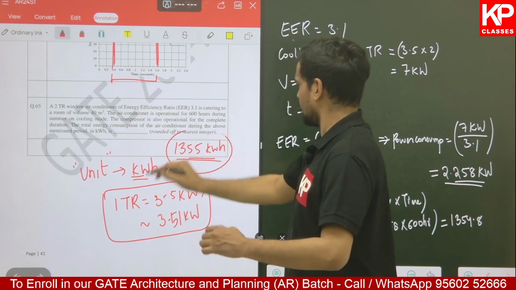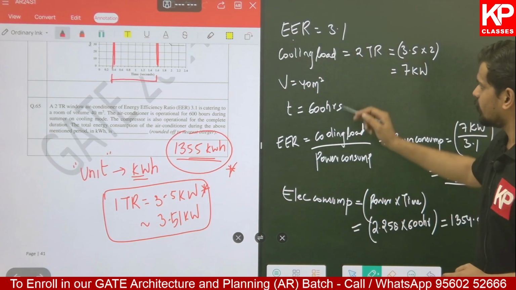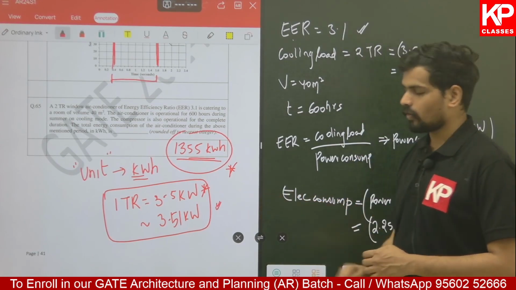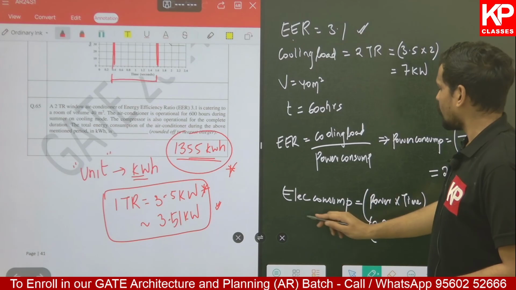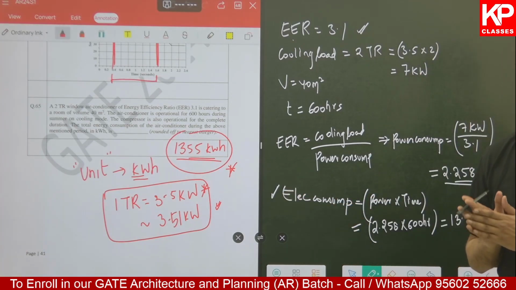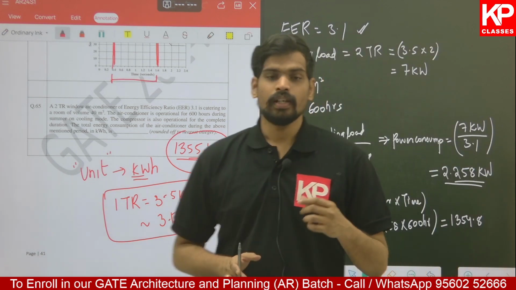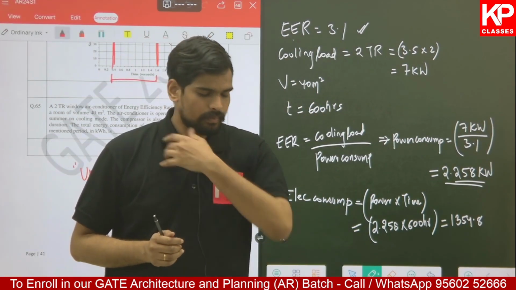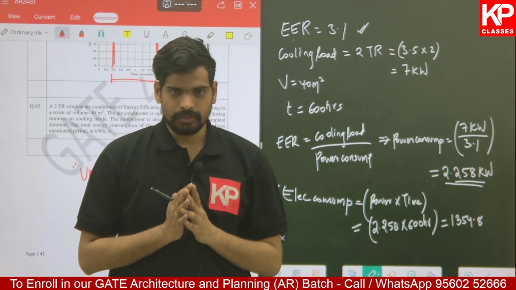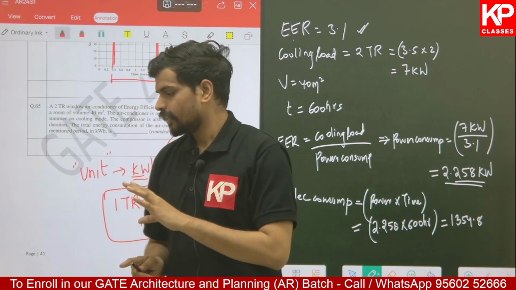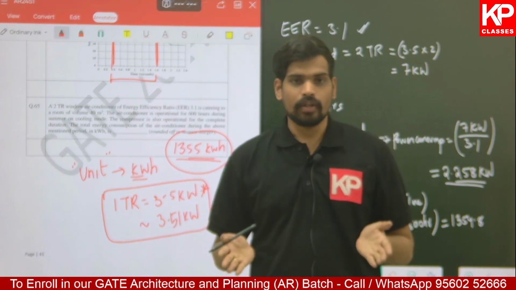That's the answer. So you should be aware of the definition of energy efficiency ratio, the conversion for ton of refrigeration to kilowatts, and how to calculate the electricity consumption. It is the power multiplied by the time, and for that power, we calculate it from the energy efficiency ratio. So that's a question on the air conditioning systems. Again, that's the last question for this particular session.